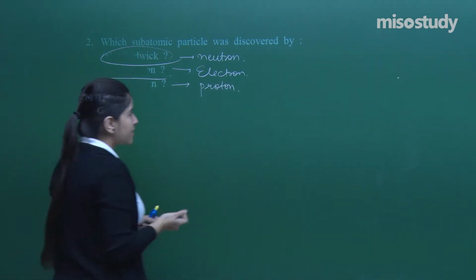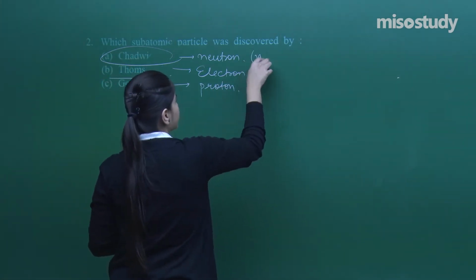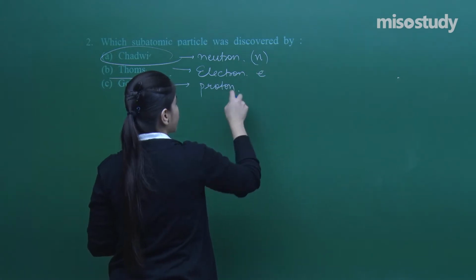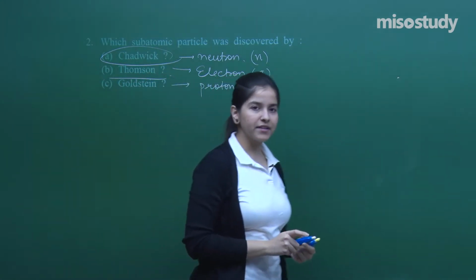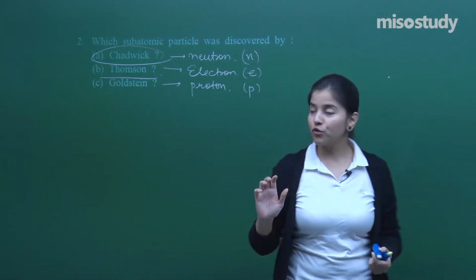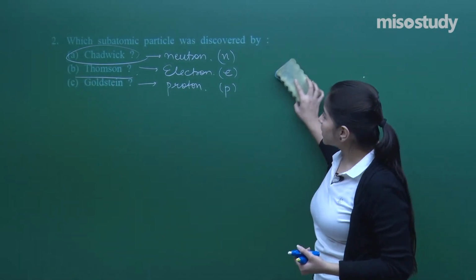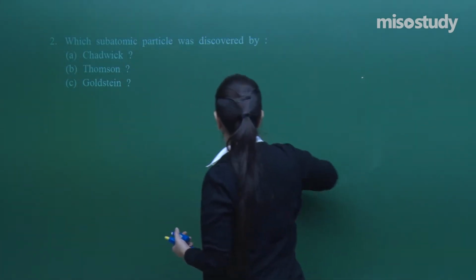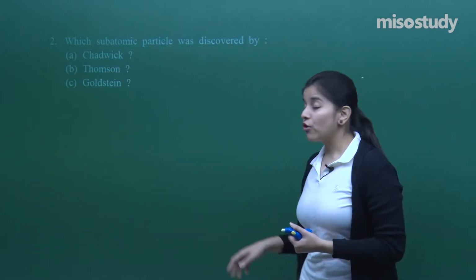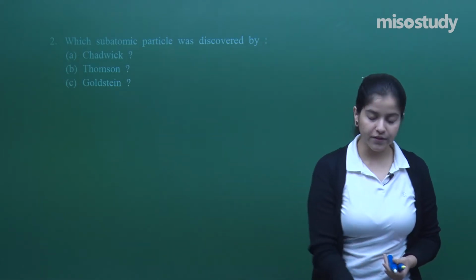Can you tell me the symbols of each one of them? N for neutron, e for electron, p for proton. You must know the symbols for each one of them, fine? This was again a very easy question based on knowledge, no logic is applied over here.